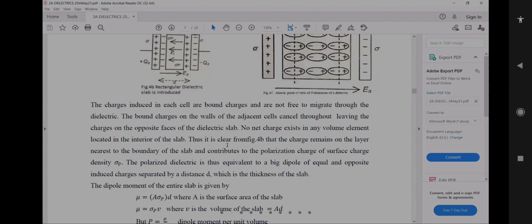Okay, thus it is clear from figure 4b that the charge remains on the layer nearest to the boundary of the slab and contributes to the polarization charge of surface charge density sigma b. Okay, then what happens here?